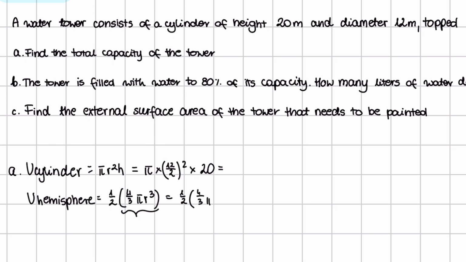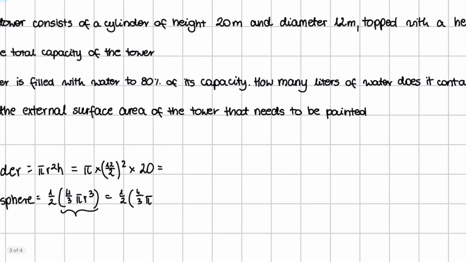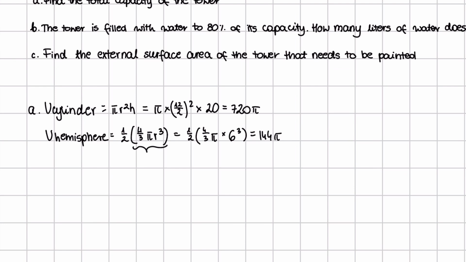And here we have 1/2, and in bracket 4/3 times pi, and times hemisphere. Hemisphere basically it is connected with our cylinder, so they have the same diameter, so the same radius, so times 6 to the power of 3. And now we have to calculate these values. So these are our answers, and I left them with pi because with pi we have more exact value, because now we have to add them, so it's better to leave them with pi.